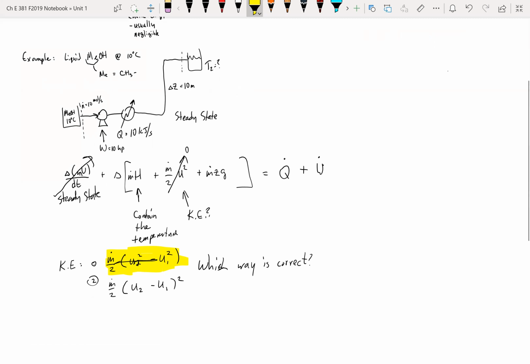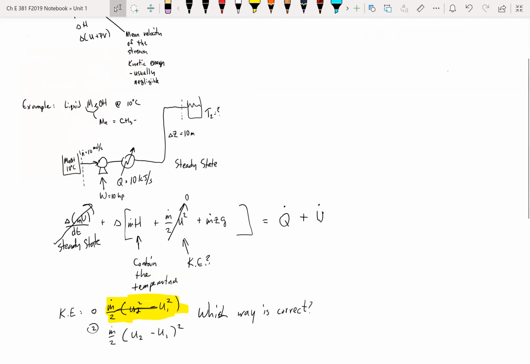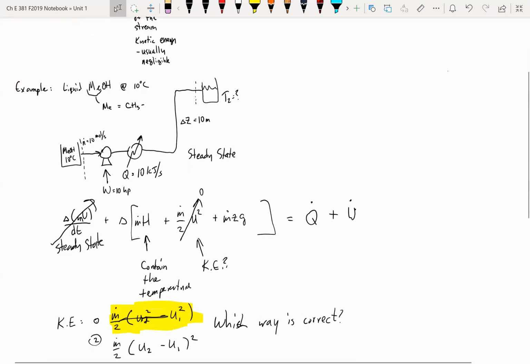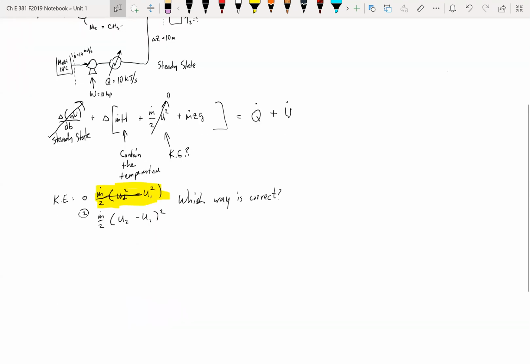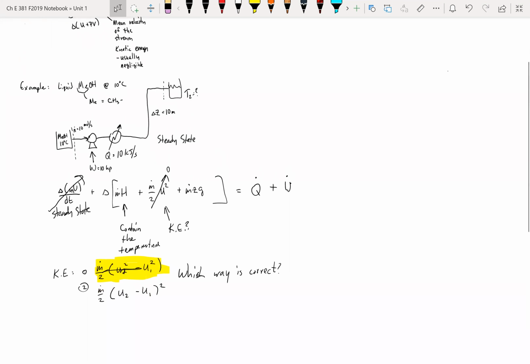All right, the mgz term, the problem gave us a fairly large delta Z, so probably part of the point of the problem is to see if it matters or not, so we're going to keep it. And then we are given some information about Q and W. All right, so let's go through the information we're given and then transform it into the form that we need to plug it into the equation.